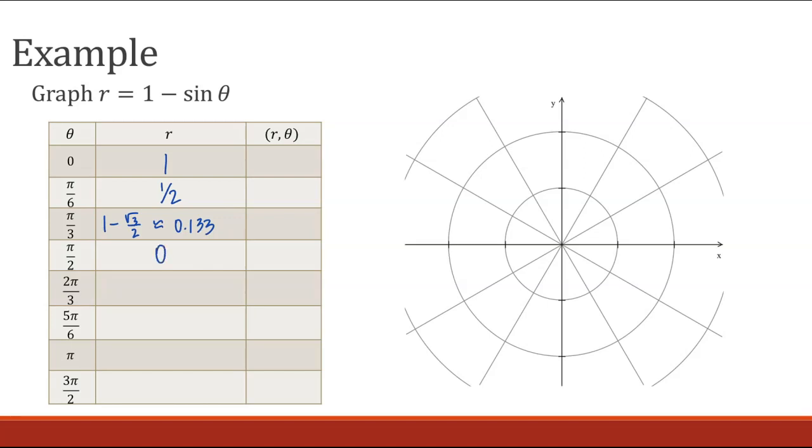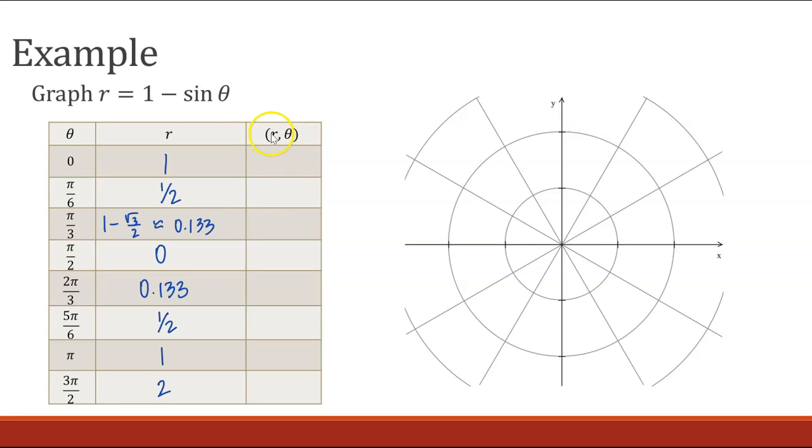And we can sort of continue on. I have a couple other angles here, and I'm going to give you the values. We get that 0.133 approximate value again at 2 pi over 3. We get 1/2 at 5 pi over 6. At pi we get 1, and at 3 pi over 2 we get 2. So we plugged in angles, we got out directed distances, and from there we have a set of points.